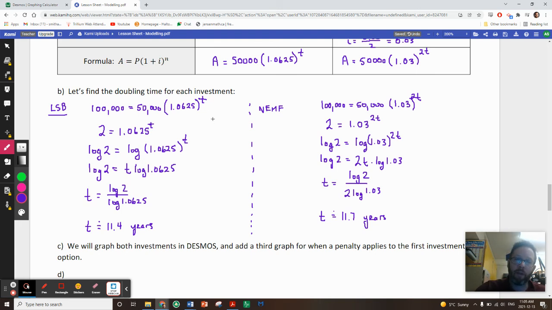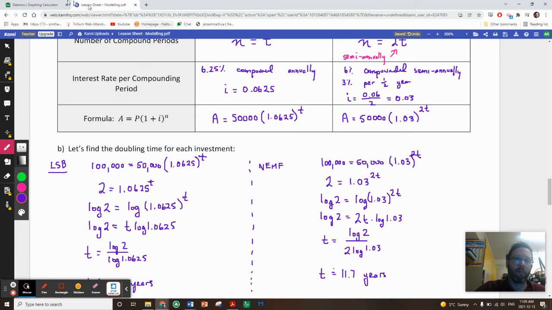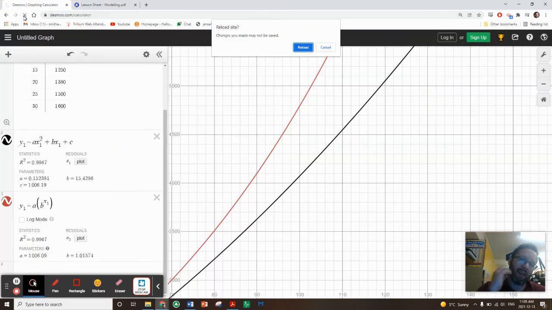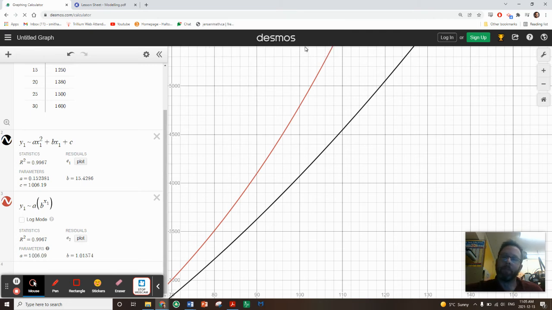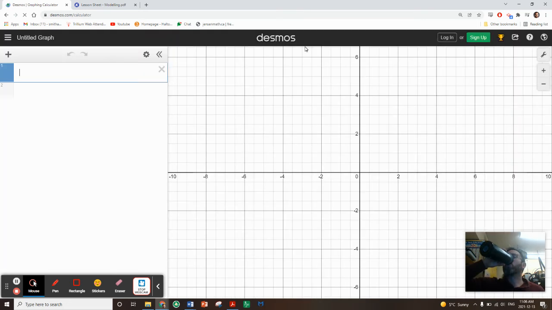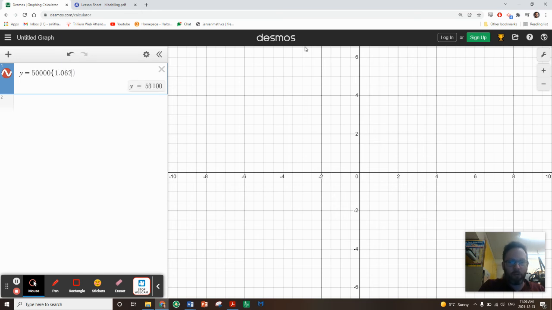Let's graph both of these functions that we created in Desmos. So I'm actually just going to refresh Desmos and get a fresh palette to start from. Let's punch in our 2 functions first, and then afterwards we can change the window size to see them grow. So I'm just going to put in y equals, so it was $50,000. And our first was 1.0625 to the power of t, I'll just use x here.